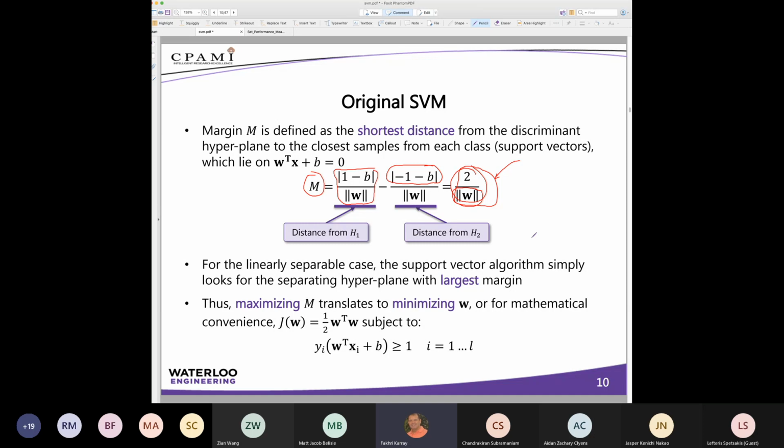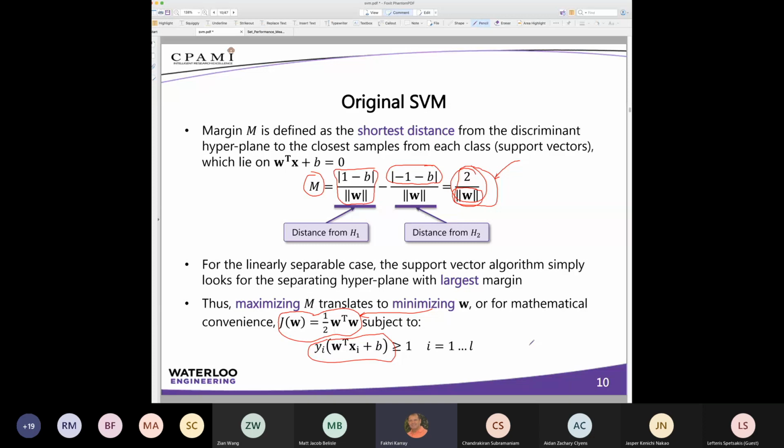So for the linearly separable case, the support vector algorithm simply looks for the separating hyperplane with largest margin. So we are tackling the linear case here, the linearly separable case, where the two classes are separated by a hyperplane. So now we would like to maximize M, but this is going to be subject to a certain constraint. This is the performance metric that we need to minimize. So we would like to minimize, but we would like to do it subject to the products of this class yi, which could be 1 or -1, times omega t xi plus b greater or equal than 1.